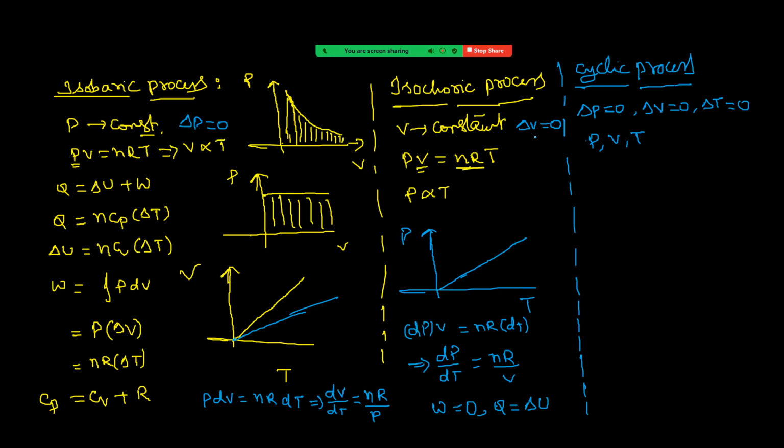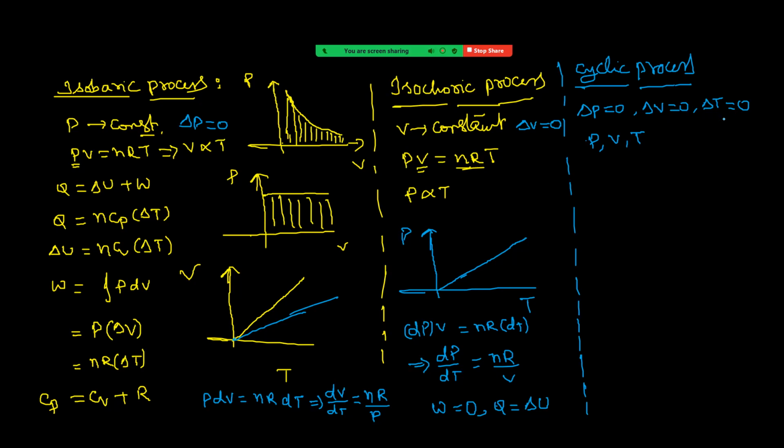Okay, so volume constant means delta V 0. But the converse need not be true. Converse means delta V 0 doesn't mean V constant. Delta V 0 means we're having two possibilities. One is V constant. Second one, initial value, final value both are same. Okay. Next, coming to the third one, delta T 0.